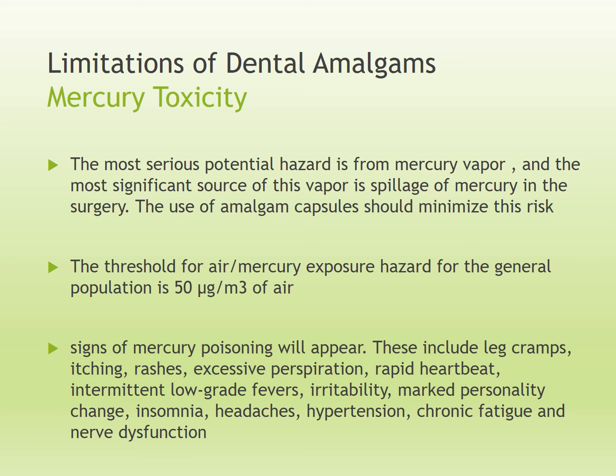The most serious potential hazard is from mercury vapor, and the most significant source of this vapor is spillage of the mercury. The use of amalgam capsules should minimize this risk. The threshold for air mercury exposure hazard for the general population is 50 microgram per cubic meter of air. The signs of mercury poisoning include leg cramps, itching, rashes, excessive perspiration, rapid heartbeat, intermittent low-grade fevers, irritability, marked personality change, insomnia, headaches, hypertension, chronic fatigue, and nerve dysfunction.